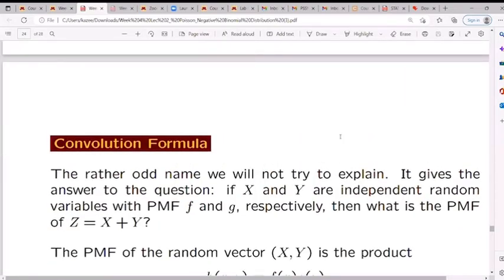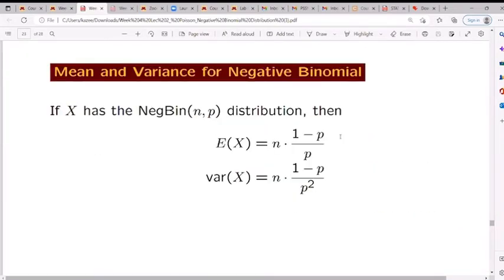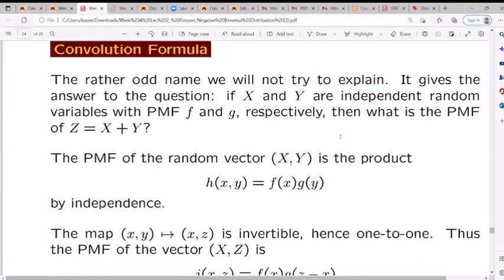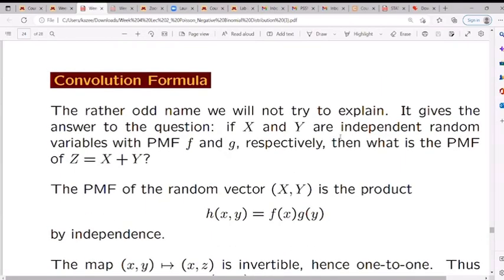Now you've already seen the mean and variance of the negative binomial distribution. We used the idea of the geometric distribution, together with the law of linearity of expectation, to arrive at that. The last thing for today, I want to talk about convolution. And I'm going to spend an additional 5 minutes to finish this up.